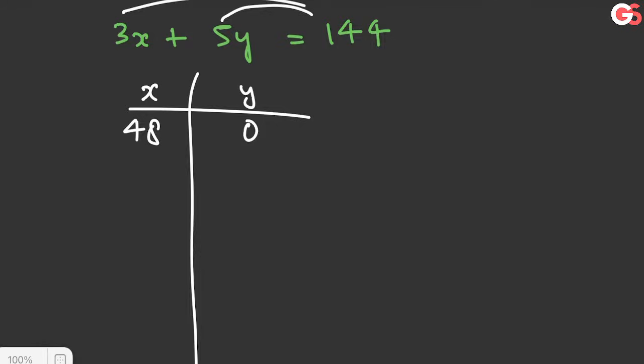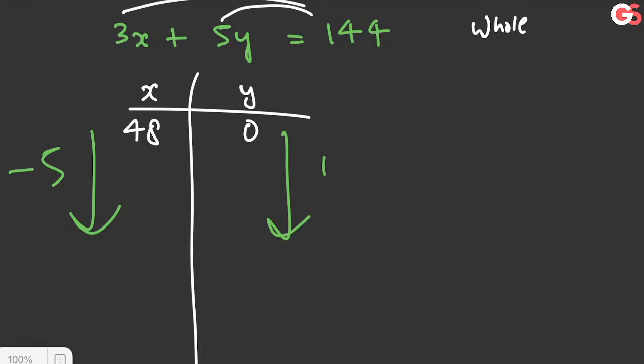Do you understand? Yes or no? X can't be 0, guys. If x is 0, then y has to be 144 by 5, which is a fraction, not a proper integer. And I need whole solutions, right? So the same way, x is going to decrease by the coefficient of y, that is 5, and y will be increasing by the coefficient of x, that is 3. If I keep on doing it, how many solutions do I make in the end?